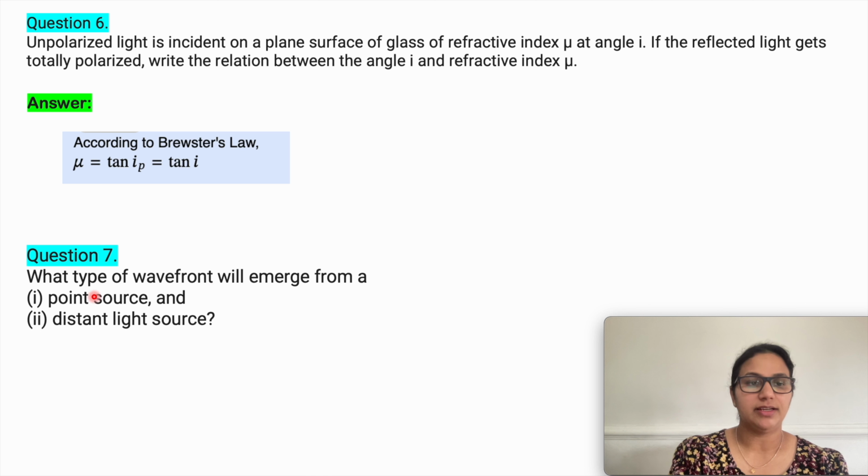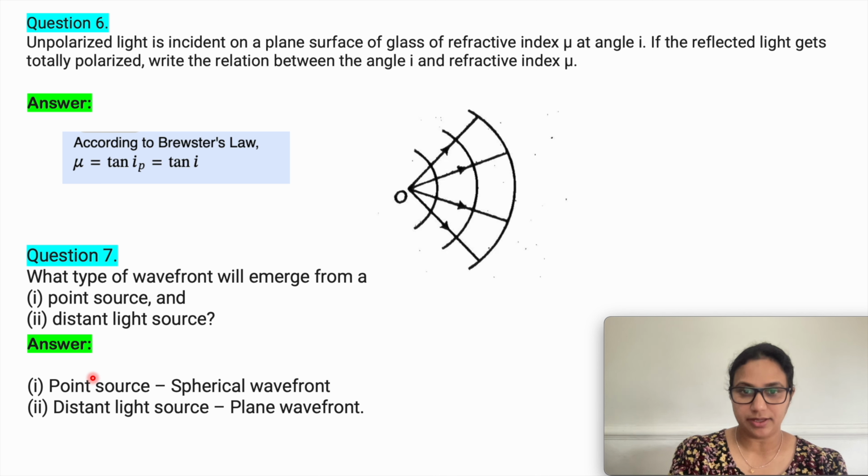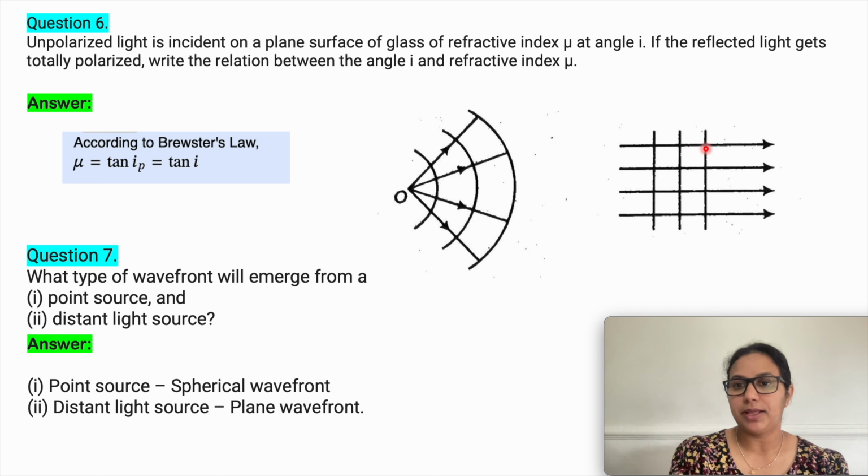Question number 7. What type of wavefront will emerge from a point source, and second, from a distant light source? The type of wavefront emerging from a point source is a spherical wavefront. As you can see here, these are the spherical wavefronts. But from a distant light source, it will be a plane wavefront. So these are the plane wavefronts.